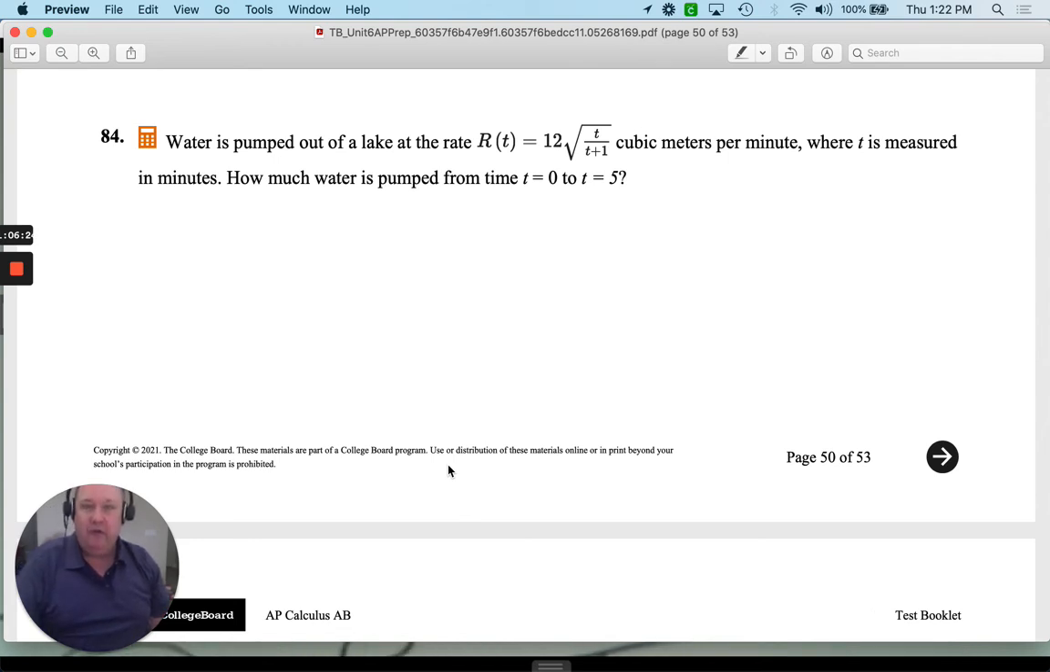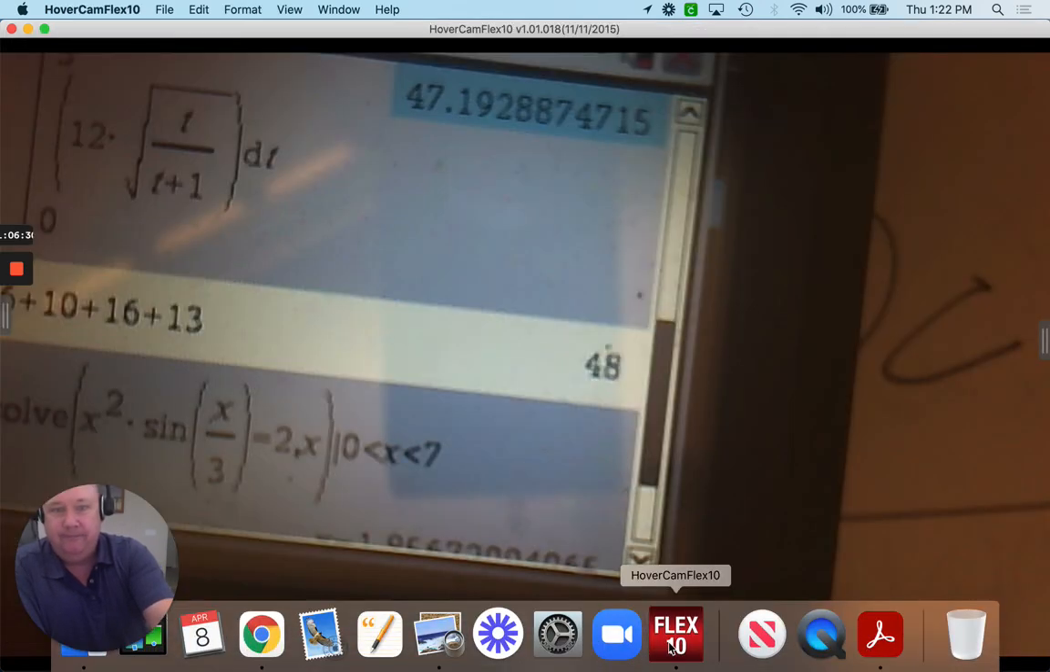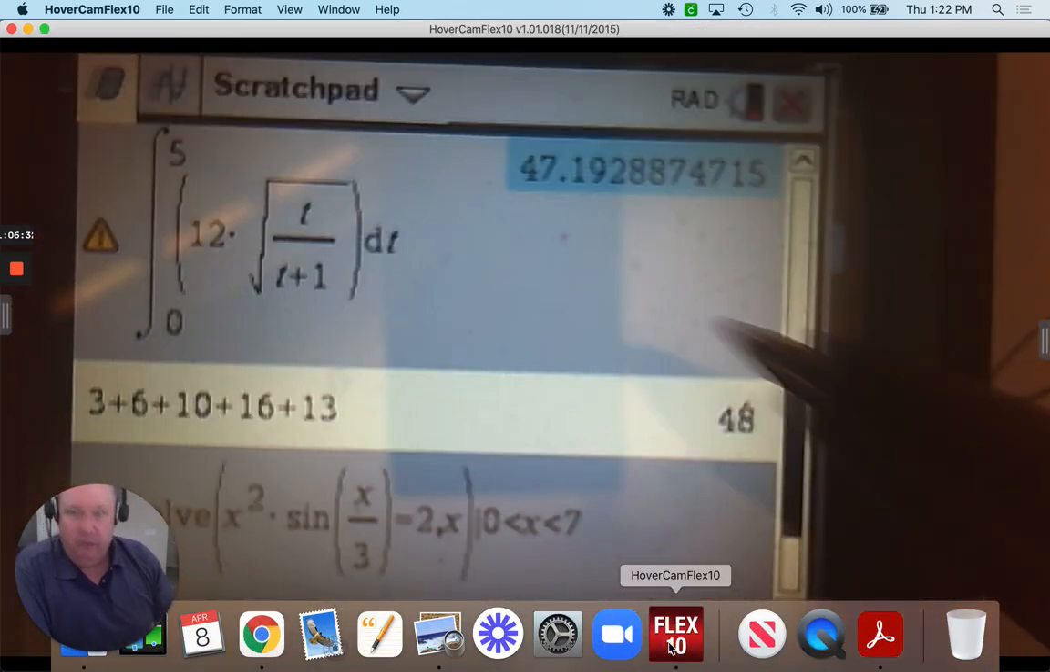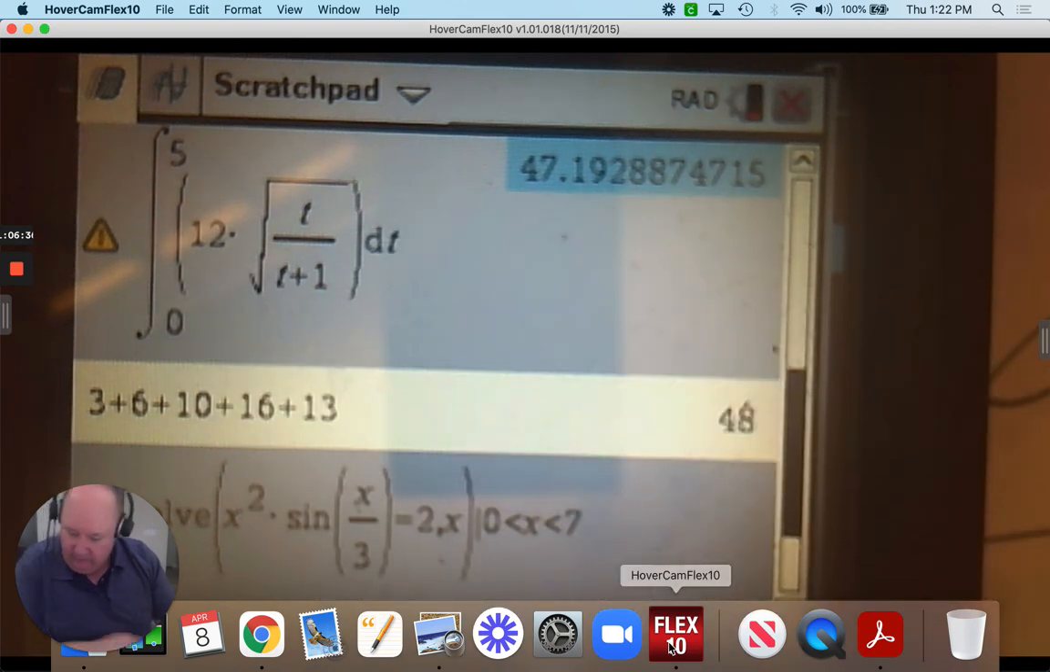So you're integrating from 0 to 5, that rate. So this is what it would look like. So you integrate from 0 to 5, that, and there's your answer. So the answer is 47.193. So that matches with D.